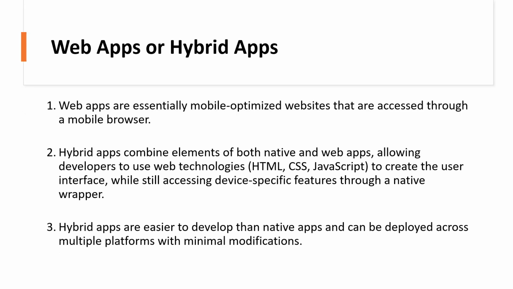As for web apps or hybrid apps, web apps are essentially mobile optimized websites that are accessed through a mobile browser, and hybrid apps combine elements of both native and web apps, allowing developers to use web technologies like HTML, CSS, JavaScript to create the user interface while still accessing device specific features through a native wrapper. Hybrid apps are easier to develop than native apps and can be deployed across multiple platforms.